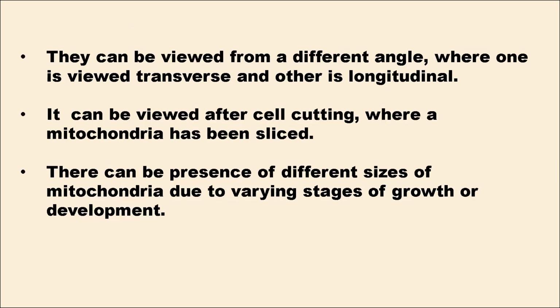So these are the suggestions you can make. They can be viewed from a different angle, where one is viewed transverse and the other is longitudinal. And it can be viewed after cell cutting, where a mitochondria has been sliced. There can be presence of different sizes of mitochondria due to varying stages of growth or development.